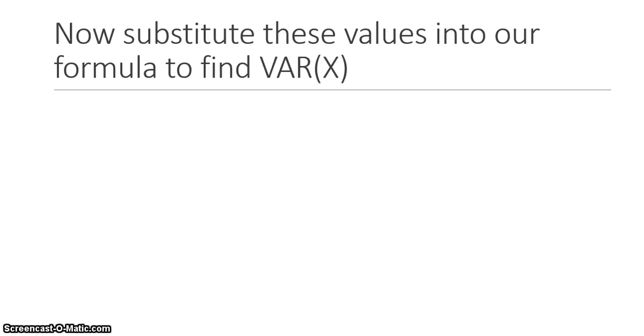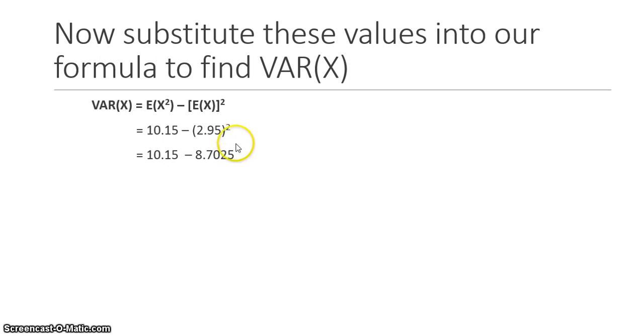Substitute these values into our formula to find the variance of x. The variance of x is equal to the expected value of x squared minus the expected value of x, the whole thing squared. This means that this is equal to 10.15 minus 2.95 squared. 2.95 squared is 8.7025. I subtract and I get 1.4475. So therefore, our variance of x is equal to 1.4475.